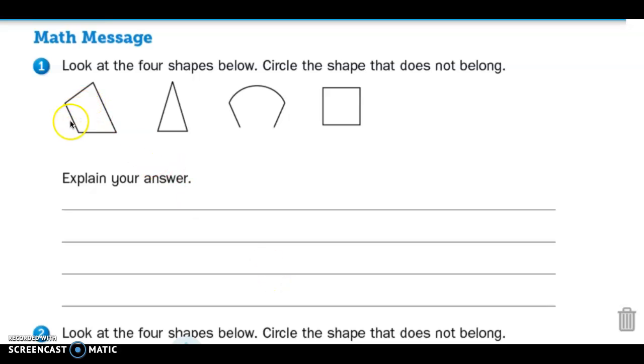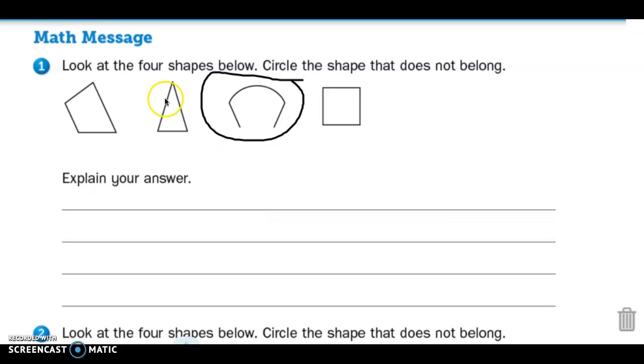Okay, I see 4 shapes. Let's see, 1, 2, 3, 4 sides. 1, 2, 3. Kind of has 2 sides. Circle. 1, 2, 3, 4. Okay, not all of them have the same number of sides, same number of angles, but guess which one doesn't belong? This one. Why doesn't this 3rd shape belong? Explain your answer. What could you say for this? Think about it. There's a few things I could say.